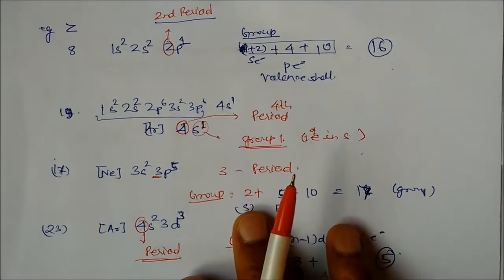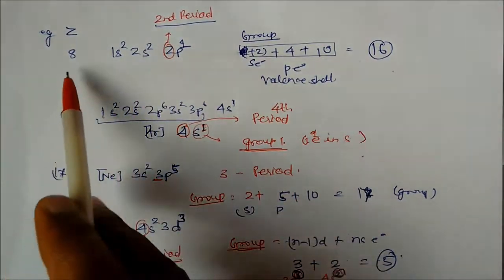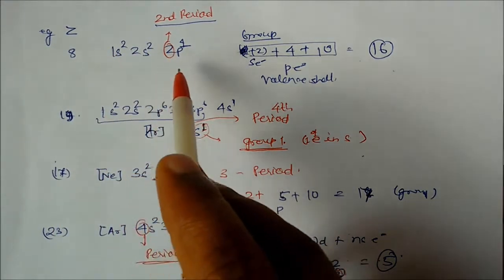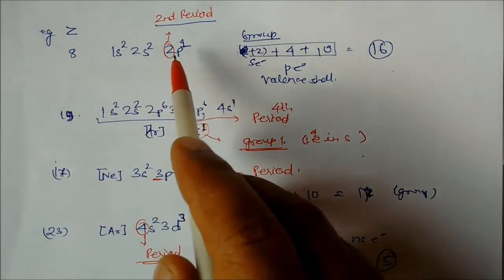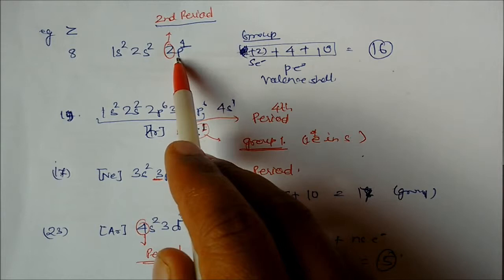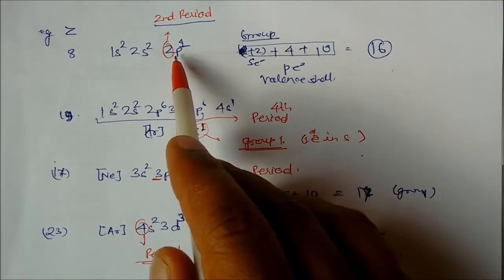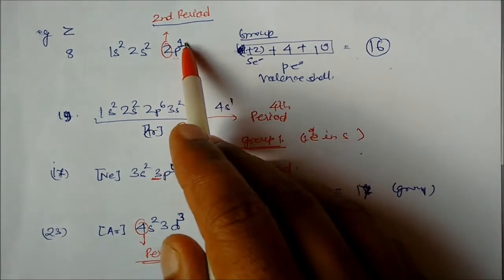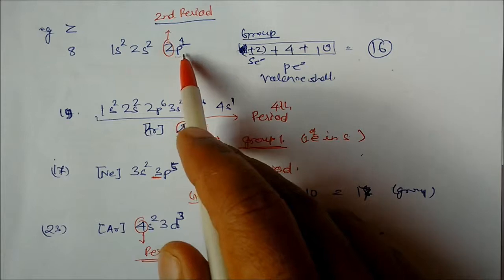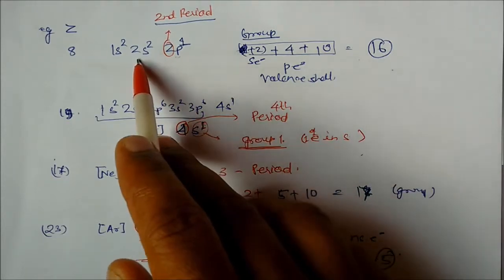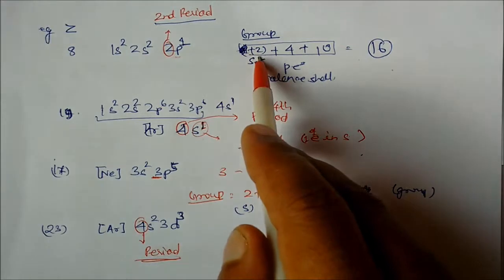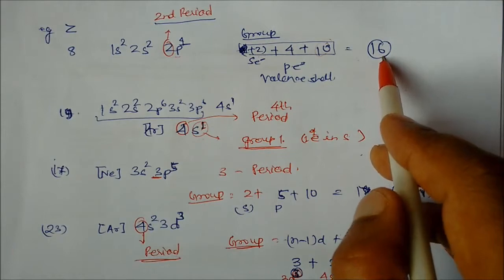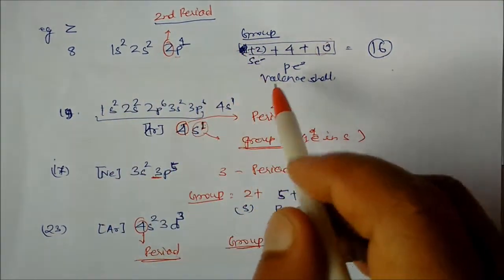So let us see an example. Suppose we have atomic number 8. Write the configuration 1s2, 2s2, 2p4. So how to find group and period? For the period, take the outermost shell, here 2p is the outermost shell. So 2 will give you the period. For the group we have to take the total number of electrons present in the outermost shell: 2 electrons from the s and 4 electrons from the p, and you have to add 10, so it becomes 16. So this element belongs to group 16 and period 2.